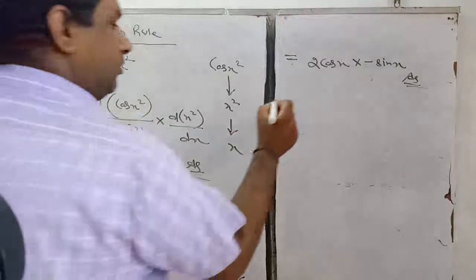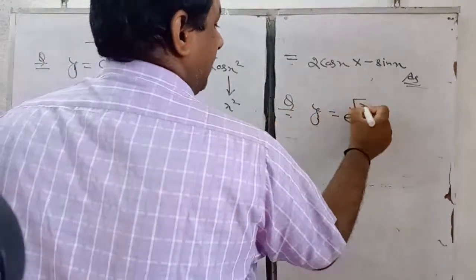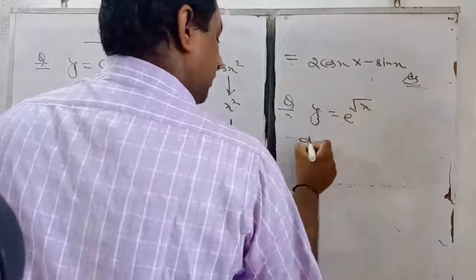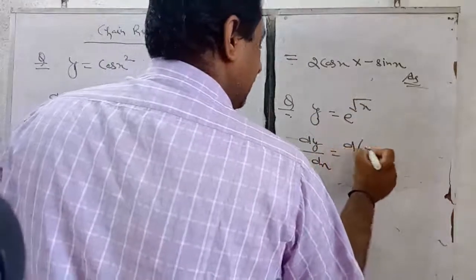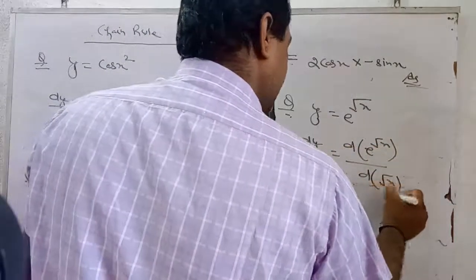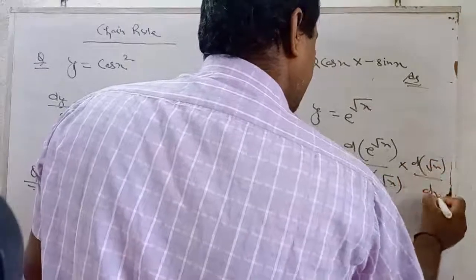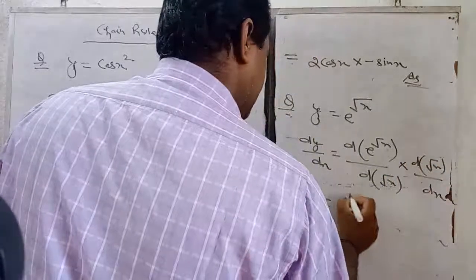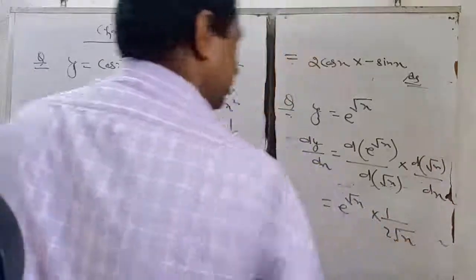Suppose if you want to differentiate y is equal to e to the power root x. So dy by dx, how can you proceed? d of e to the power root x upon d of root x, into d of root x upon dx. So e to the power root x into 1 by 2 root x.